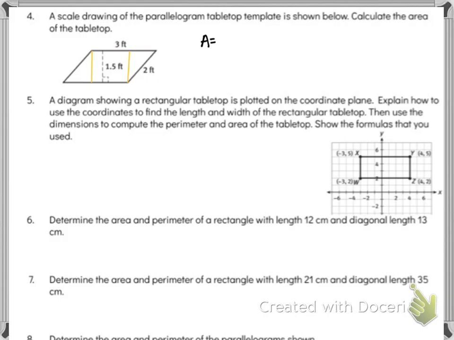Instead, we're going to use the formula for a parallelogram. And it's actually the same formula as a rectangle, base times height. All right, so I'm trying to do this one. The base for this parallelogram is all of this right here, which is 3.